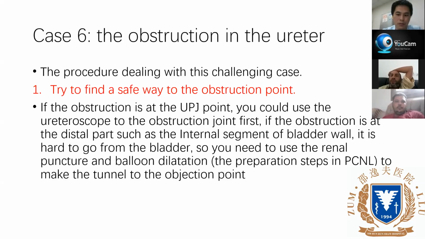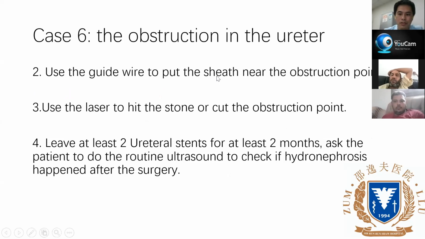So you need to use a renal puncture and balloon dilation, just as preparation for PCNL, and use the sheaths from the kidney to the ureter and to the bladder, and make sure of the tunnel to the obstruction points. Just use the guide wire, put sheaths near the obstruction, and use the lasers to hit the stones or cut the obstruction point.